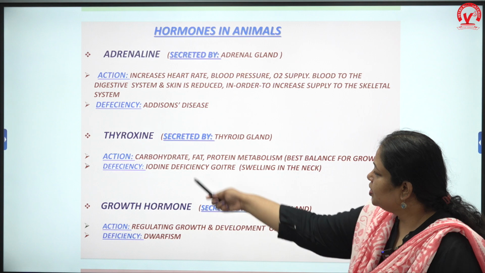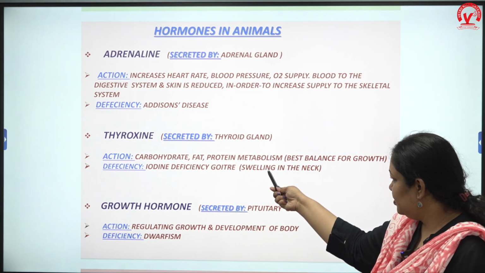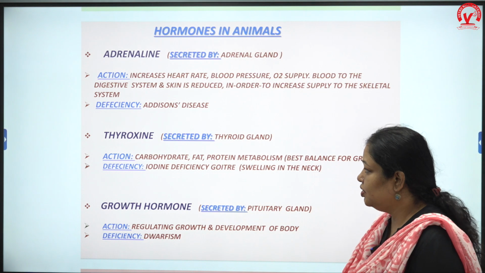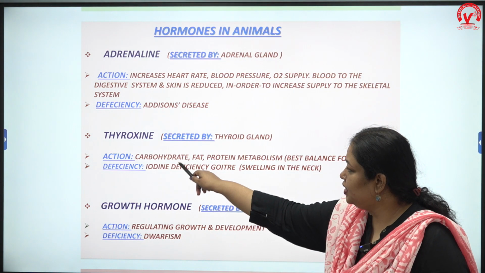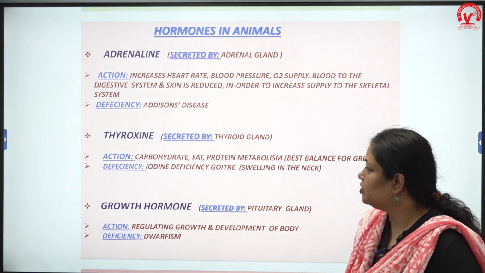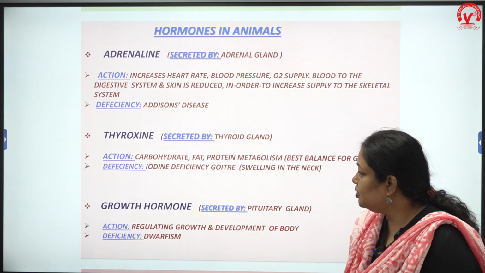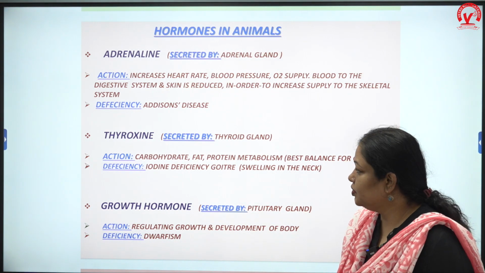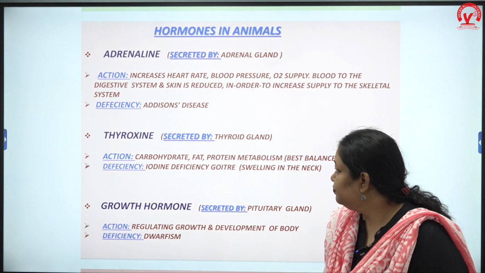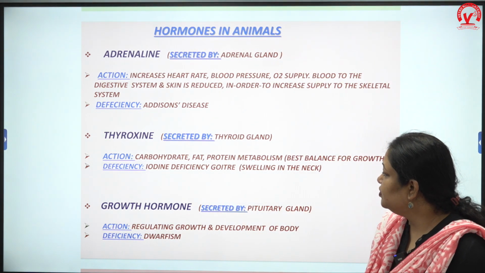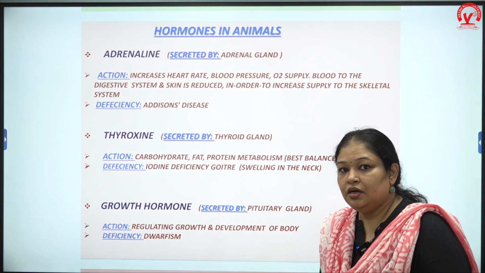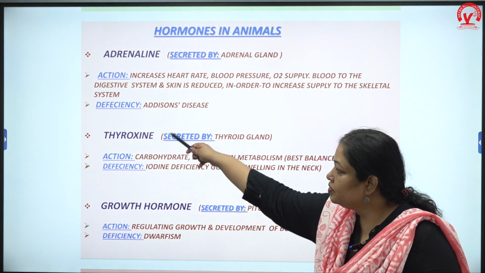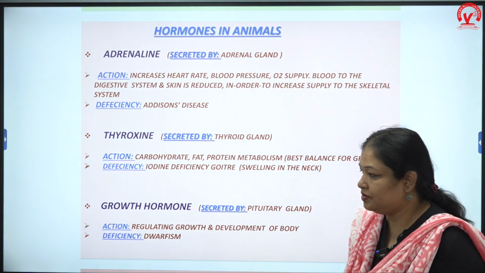So now the next hormone is thyroxine, that is secreted by the thyroid gland, and its action is carbohydrate, fat, protein metabolism to maintain the balance of the body, the growth balance. So thyroxine helps with the carbohydrate, fat, protein metabolism. Thyroxine deficiency leads to goiter, swelling in the front of the neck. Iodine deficiency basically. We have these iodine-rich salts, iodized salt. So we take that, it reduces the risk of these deficiencies.